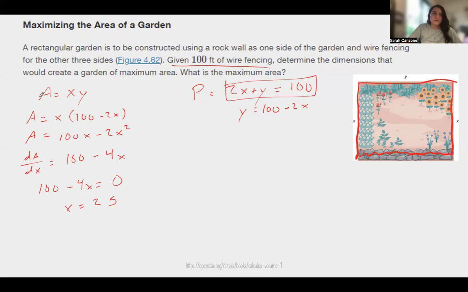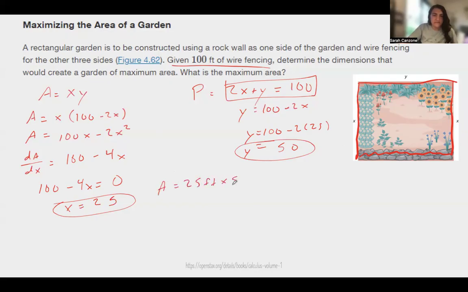We're looking to determine the dimensions and the area. If we know x, we can very easily find y because we have y right here. So y equals 100 minus 2 times 25. Well, 2 times 25 is 50, and 100 minus 50 is 50. So y equals 50. So our dimensions are 25 feet by 50 feet.